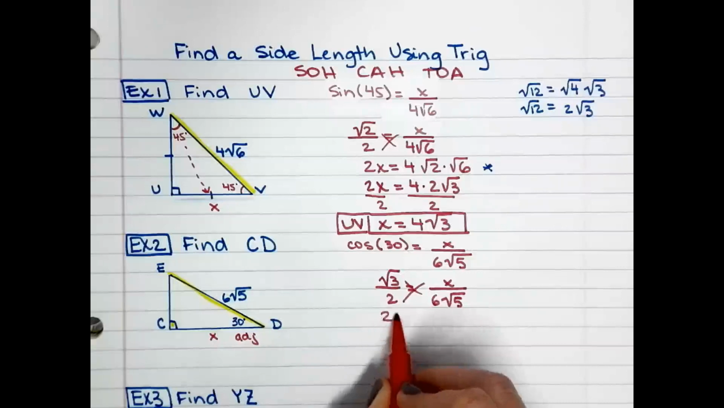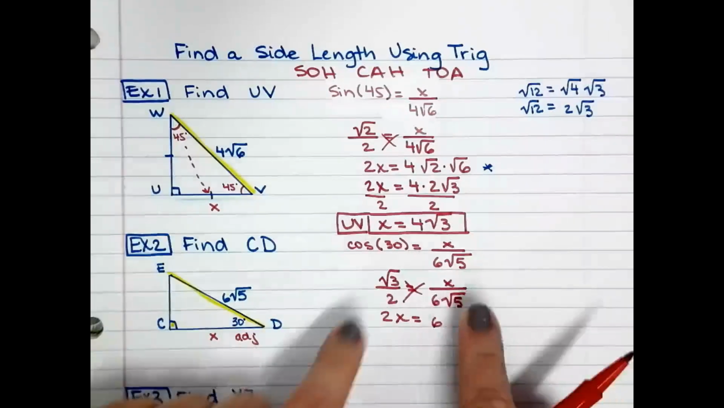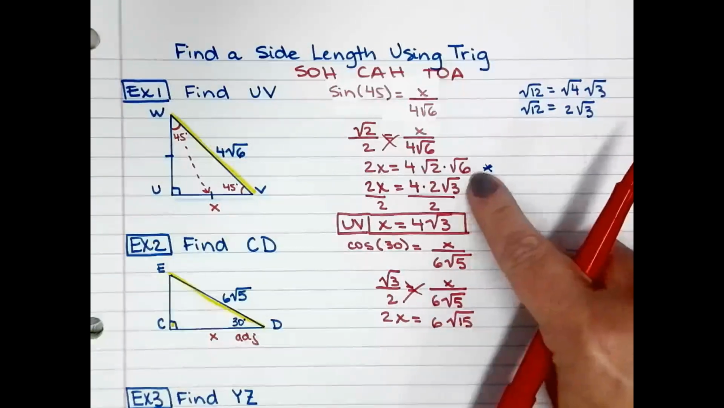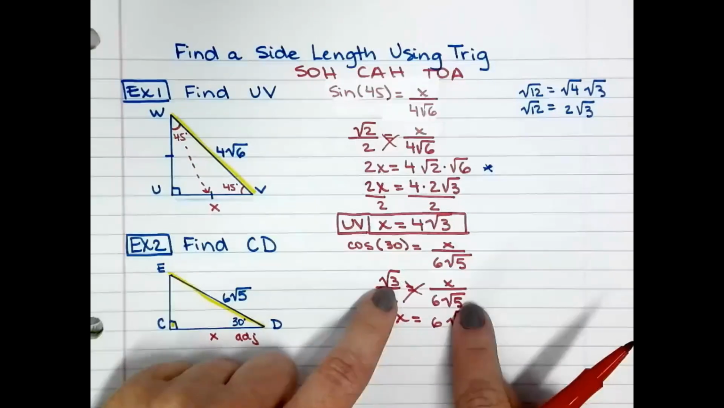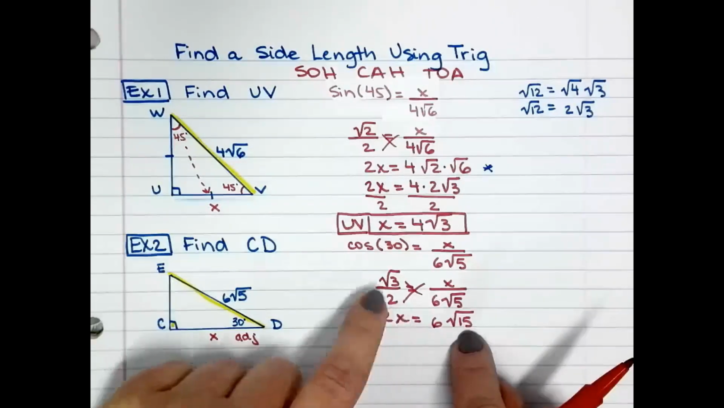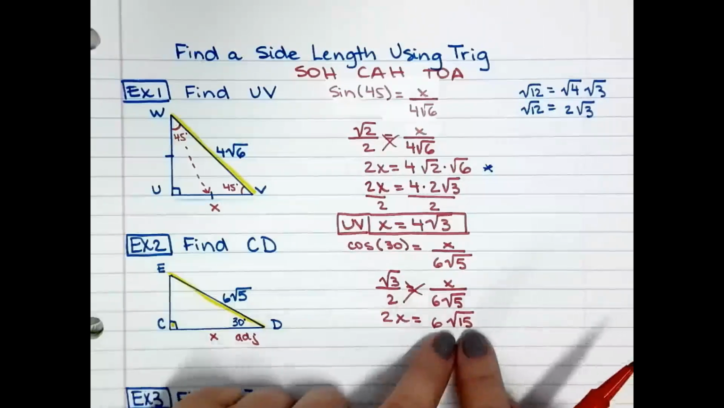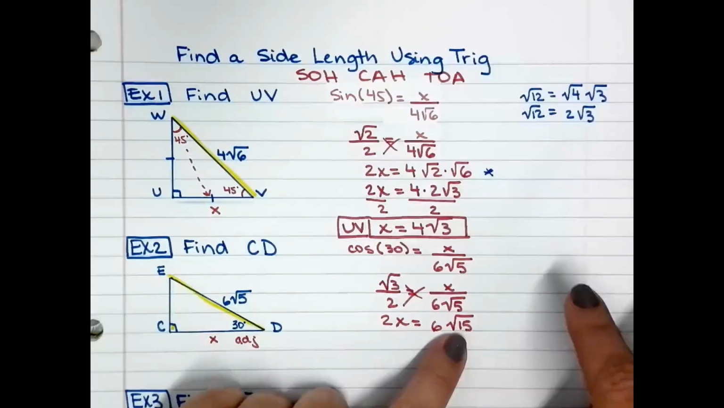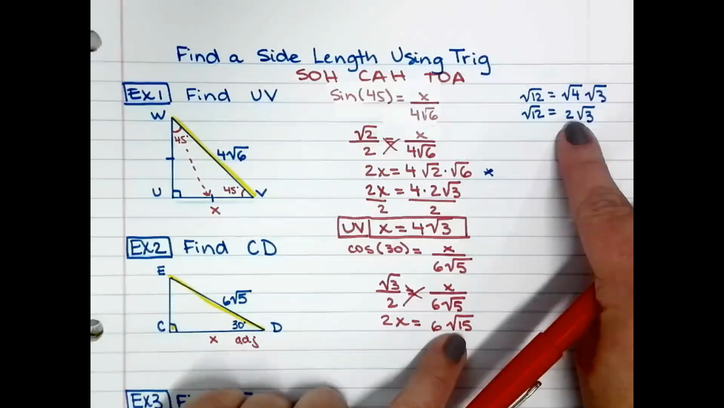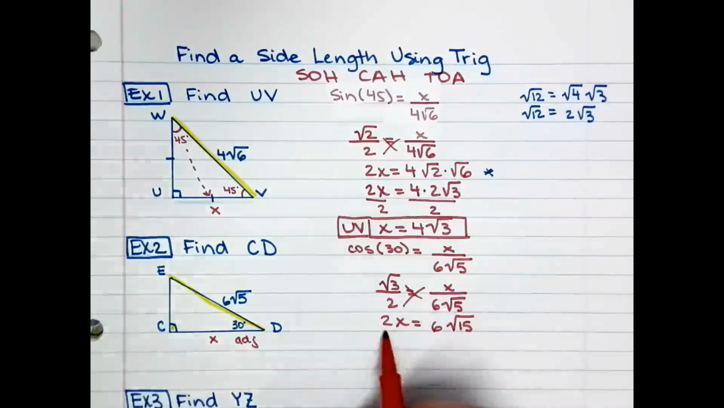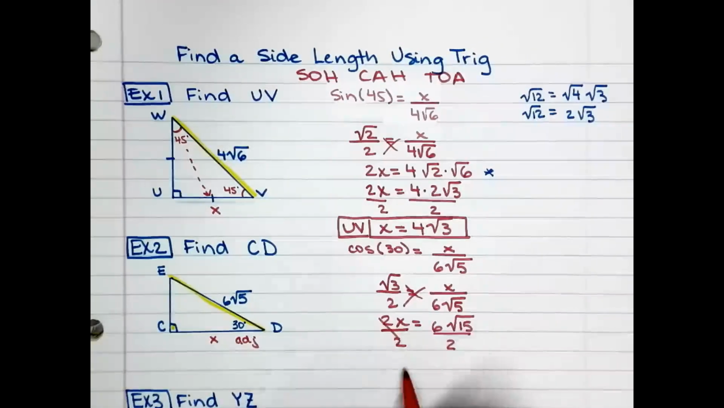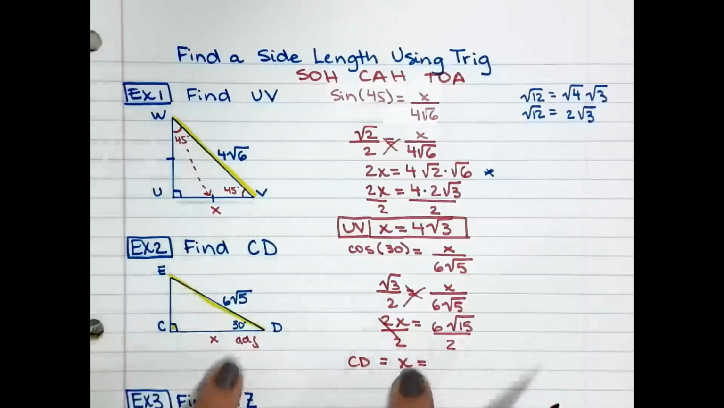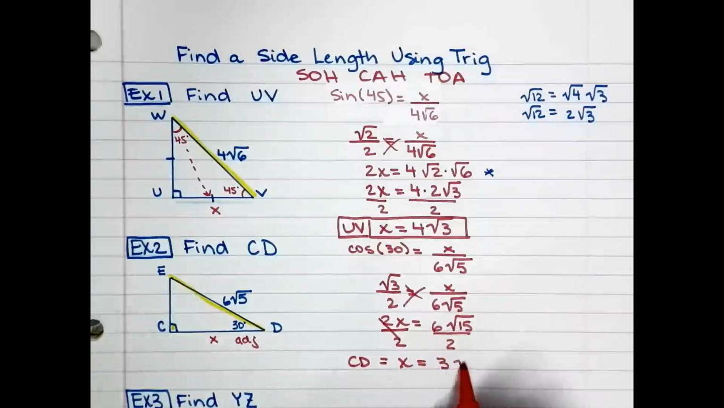Multiply them to get 2x equals 6 square root of 15. Notice that the first one I wrote it out. The second one, I'm just talking about how we got square root of 15. Square root of 3 times square root of 5 is square root of 15. But now, there's nothing I can do to simplify square root of 15, like we had to do with the square root of 12. So at this point, you just divide both sides by 2, and that will give you that side CD, or x, will be 3 square root of 15.